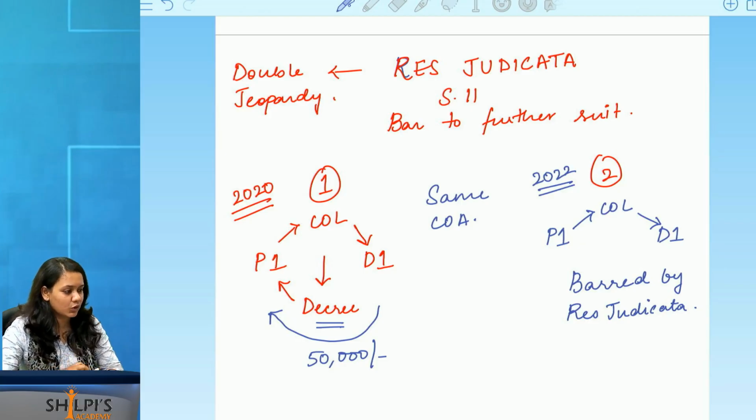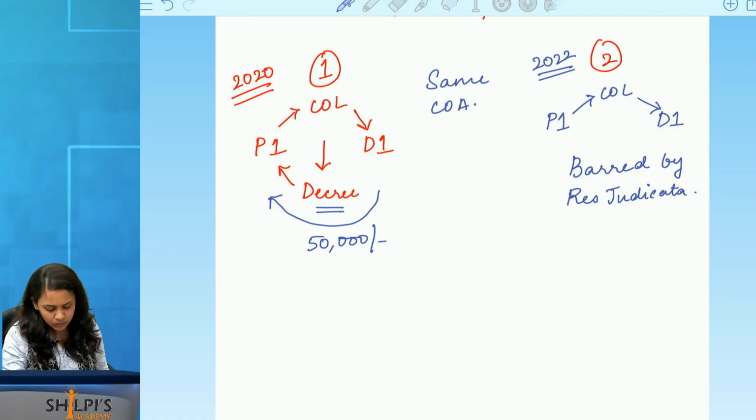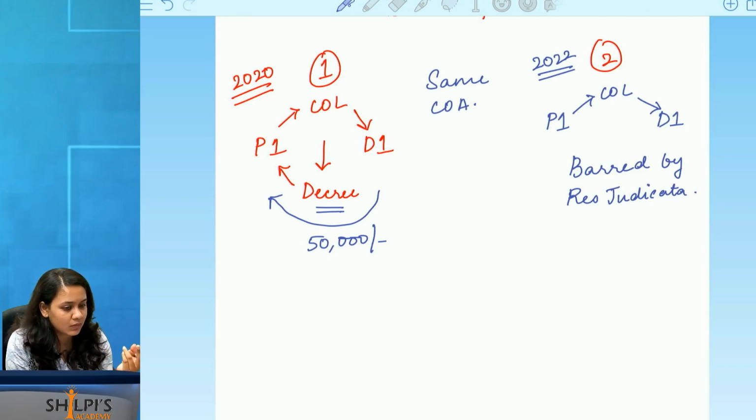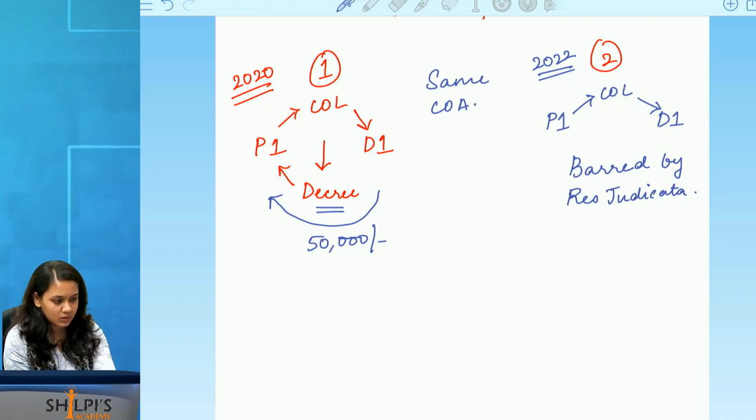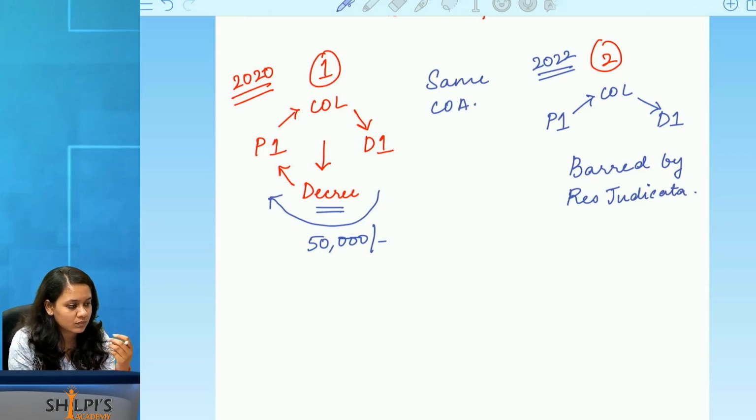Let me just ask you one small question related to res judicata. Why do you think a person would go to a court of law the second time to punish the defendant? He's already got a remedy in the first suit. He already got 50,000 in damages. Why will he go again for a second suit? He can think that the compensation is not enough. That's one. He may think that in the first suit, I didn't have enough evidence.